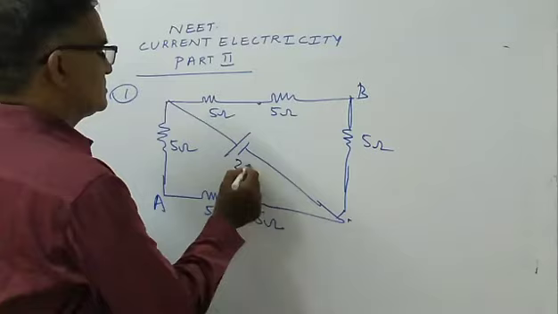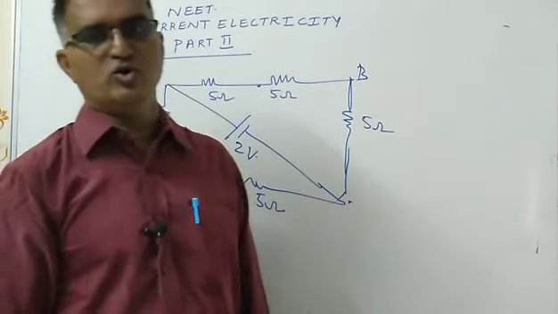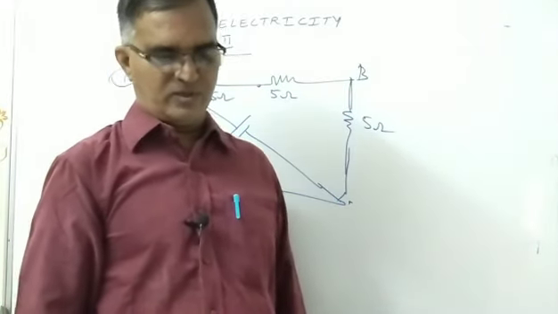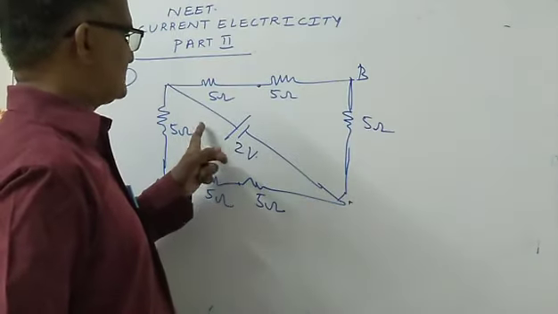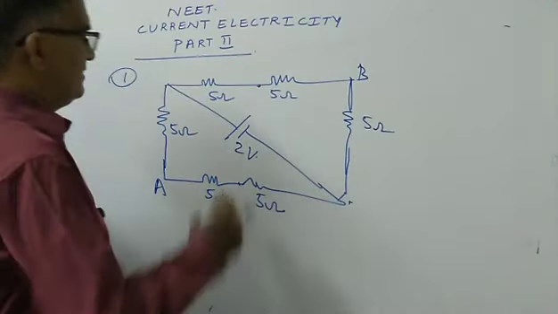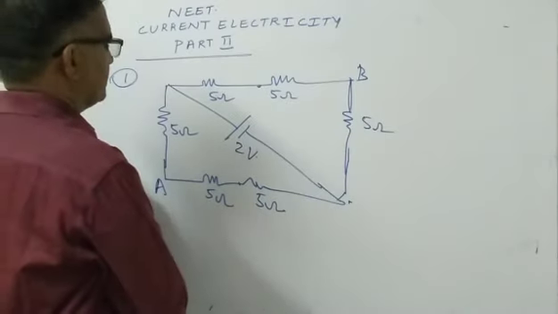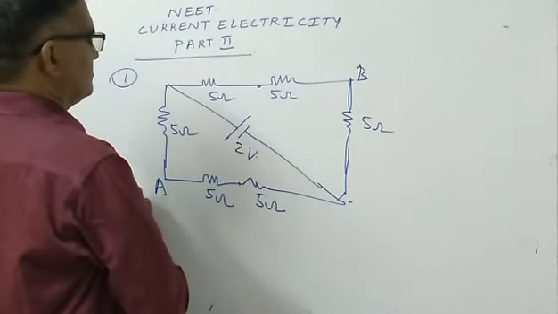Battery voltage is 2 volts. Like this circuit given, you must redraw the circuit and work out the problem. Now how do you redraw? Redrawing the circuit means the battery will be taken to some other side and then these resistors will be replaced accordingly. Okay. Now you have to calculate the potential difference between A and B.